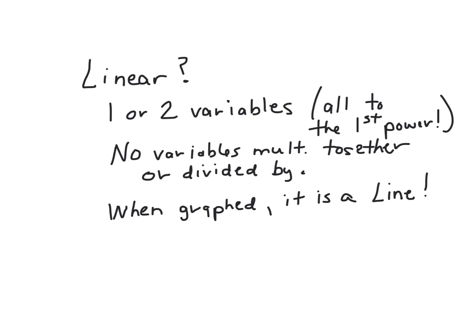So today, a little video on lesson 2.2 with a little bit of review from the previous information given to you. We have talked about what makes an equation linear. And if you remember, they could have one or two variables, all to the first power. No variables are multiplied together or divided by, and when graphed, it is a line.